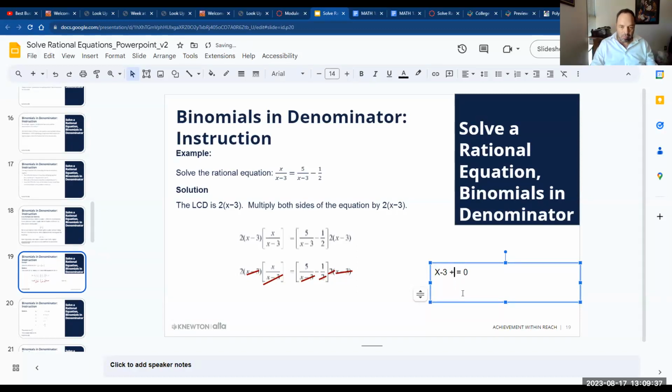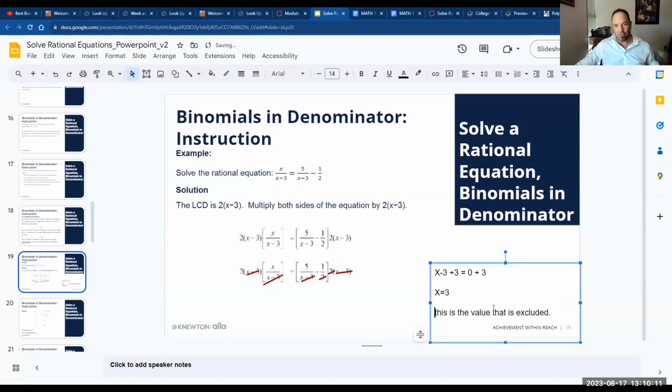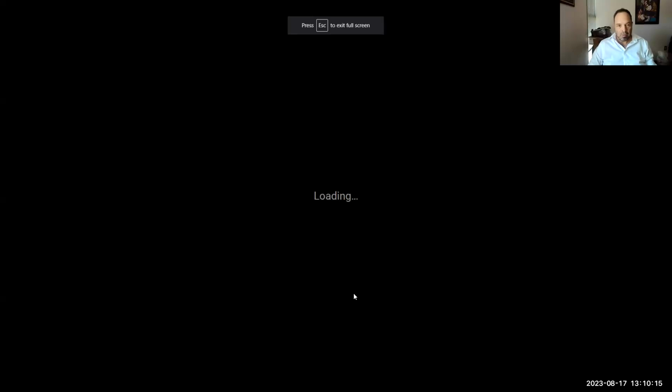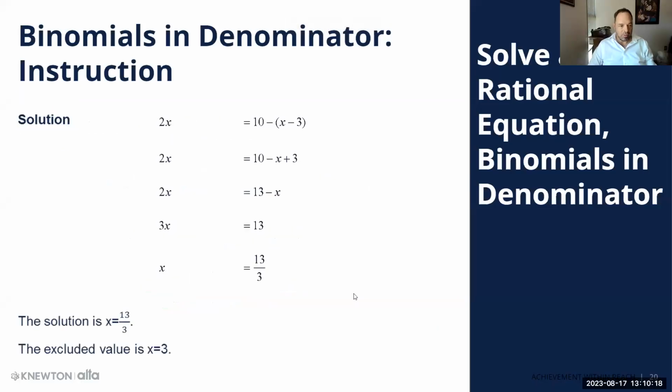Well, the way I find out what would make it 0 is by adding 3 to both sides. And my answer would be x equals 3. So this is the value that is excluded. So what we're saying is your answer better not be x equals 3. Okay. And guess what? It is not. Our solution is 13 thirds. So that is indeed our solution.